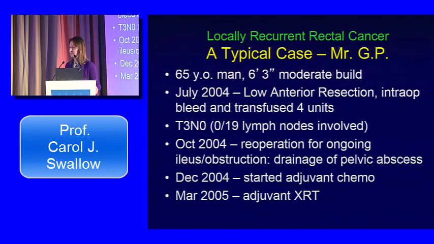So a typical case, many of you I'm sure have seen such patients: a fairly husky middle-aged man who had a low anterior resection in July of 2004. There was some bleeding intraoperatively and he had a transfusion requirement. This was the pathological stage. He had to be reoperated on a few months postoperatively for ongoing ileus. He'd been in the hospital the whole time. He had a pelvic abscess. And so he had a very delayed beginning of his adjuvant chemotherapy and even more delayed adjuvant radiation therapy.